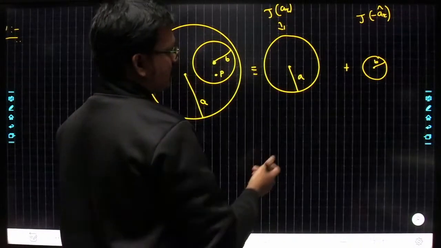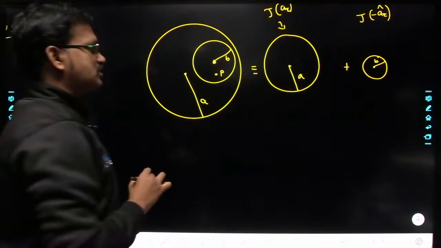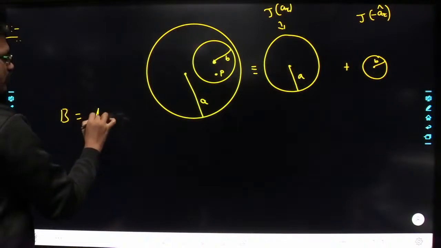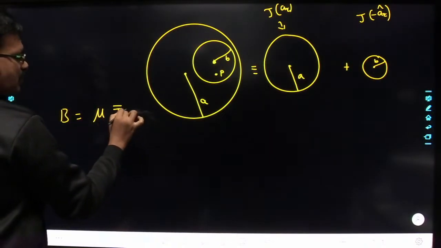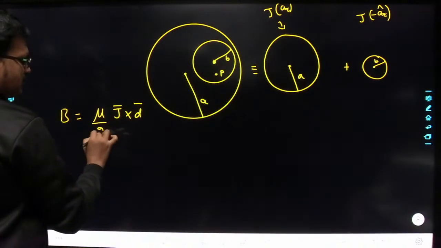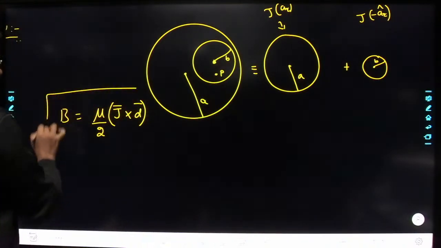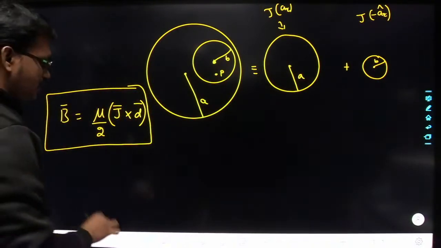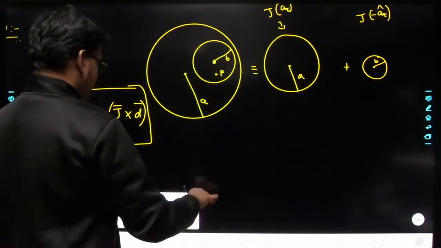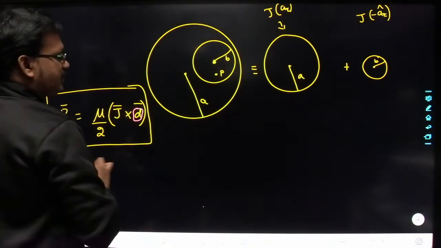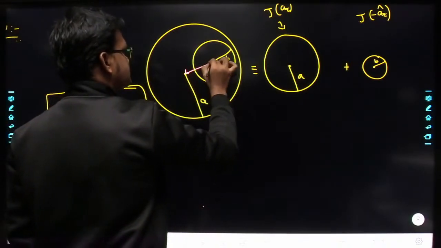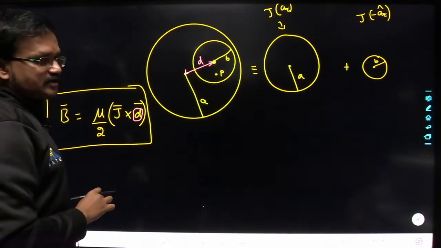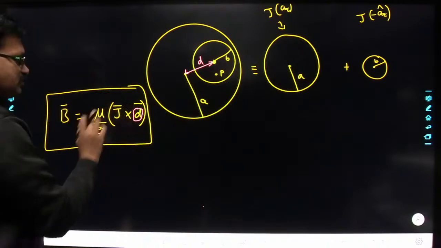So what is the expression we got for the B field inside the cavity? We got mu times Z bar cross D bar divided by 2. Here D is nothing but the distance between the centers of the two cylindrical wires. So that is nothing but D.